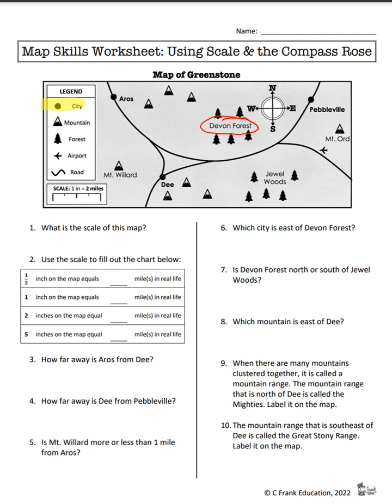Secondly, east. What direction is east? East is this direction to the right. So my question is, which city is east of Devon Forest? Here's Devon Forest. I go that direction. I find what city? The answer is Pebbleville. Okay.